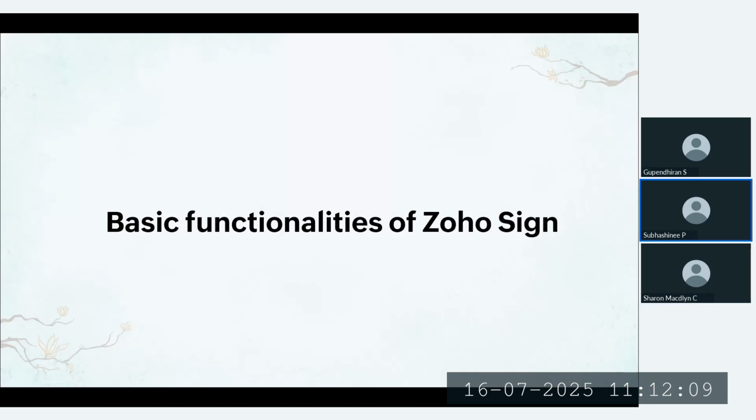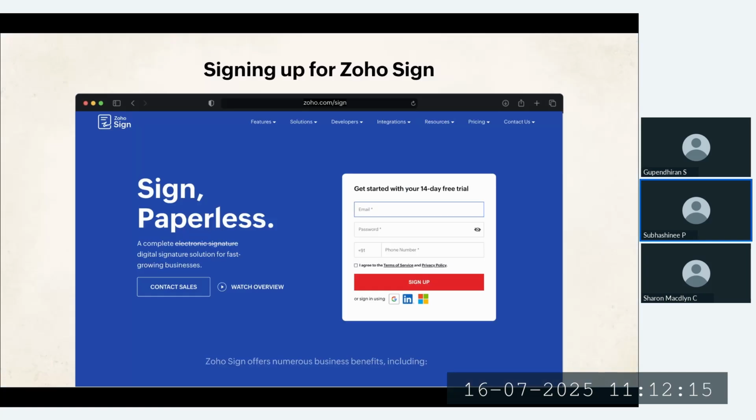All right, let's get started with the basics of Zoho Sign, beginning with how to create your account. Signing up for Zoho Sign is really quick and straightforward. Simply enter your email address, phone number, and choose a password. Or if you prefer, you can sign up instantly using Google, LinkedIn, or your Microsoft account.